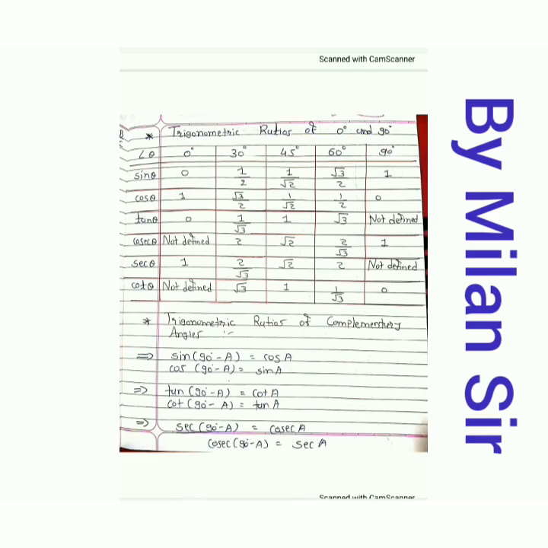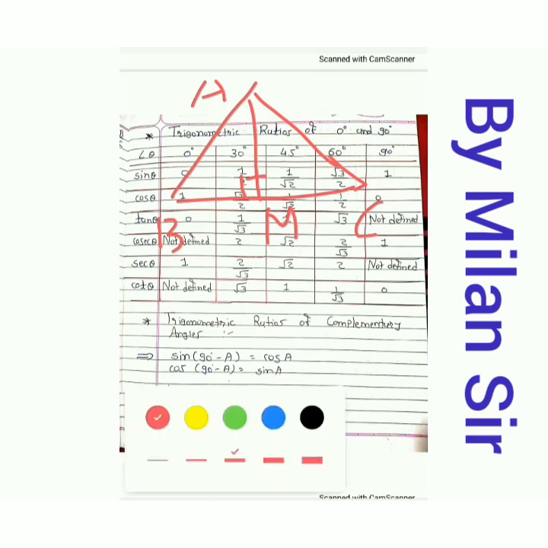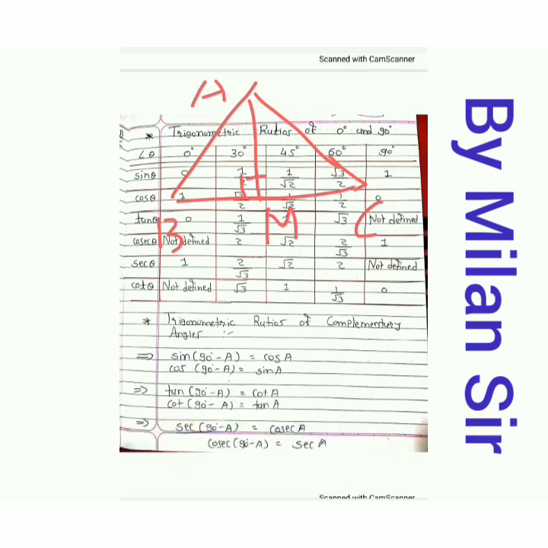Now for theta equal to 30 and theta equal to 60 degree, just take one equilateral triangle ABC and draw its altitude AM. We know that in an equilateral triangle, the altitude and median lie on the same line, right? So AM is our median too. If AM is the median, then M is the midpoint of BC. If the sides of the equilateral triangle are a, that means AB is a, AC is a, and BC is a.